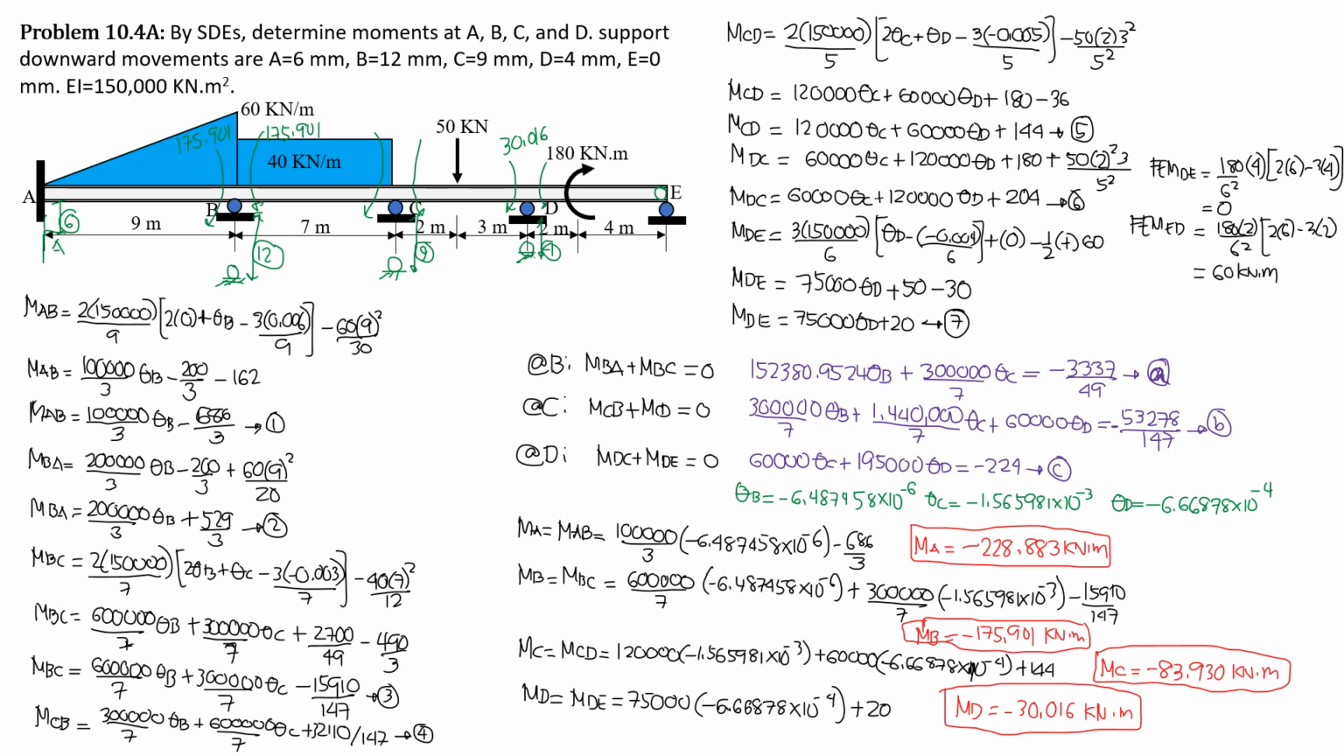This is another solution by slope deflection equations to problem 9.4, which was solved by three moment equations. So this time, instead of computing for the support reactions at A, B, C, D, and E, we'll just compute the internal moments, including these moment reactions at A, B, C, and D, and compare with the results in the three moment equations.